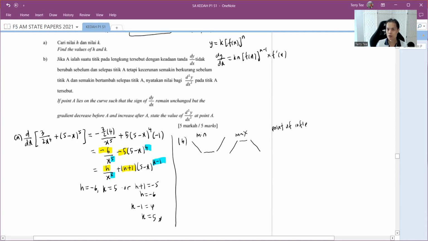Actually, for point of inflection, there are two types: non-stationary inflection and stationary inflection. But your textbook tends to point to only stationary inflection. So you know what's the difference? Minimum is all three, right?